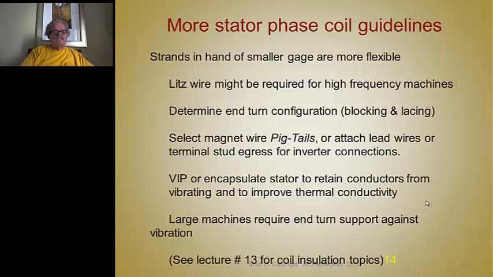Now, strands in hand of a smaller gauge. If the gauge is fat, then use multiple strands in hand. That makes wire insertion more flexible. Litz wire may be required for high frequency machines. We've already discussed that. Determine the end turn configuration that has to be formed and laced and sometimes even supported against vibration in real big machines where the mass of the end turns are huge.